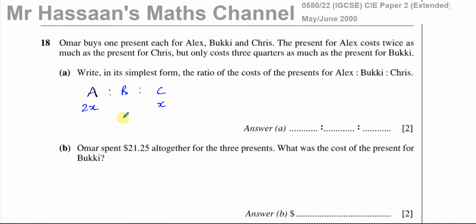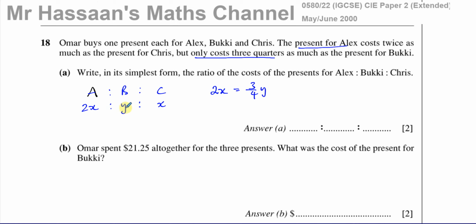And then it says, but only costs 3/4 as much as a present for Bookie. So the present for Alex costs 3/4 as much as a present for Bookie. I'm going to call Bookie's amount Y. Then Alex's present, which is 2X, is equal to 3/4 of the present for Bookie, which I've called Y. This is the cost of the present for Bookie.